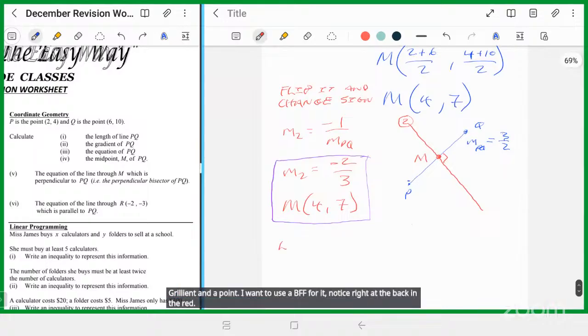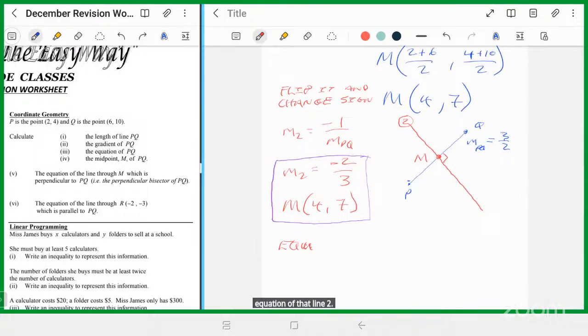So the equation of that line 2, the perpendicular bisector, becomes y minus y_M, because M is the point that it passes through, equals the gradient of line 2, the perpendicular gradient, times x minus x_M, using the point M. So it's y minus the y value at the point M, which is 7, equals the perpendicular gradient, which is negative 2 over 3, times x minus the x value at the point M, which is 4.